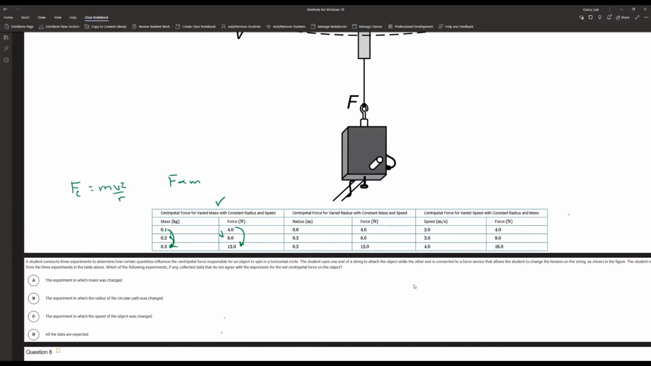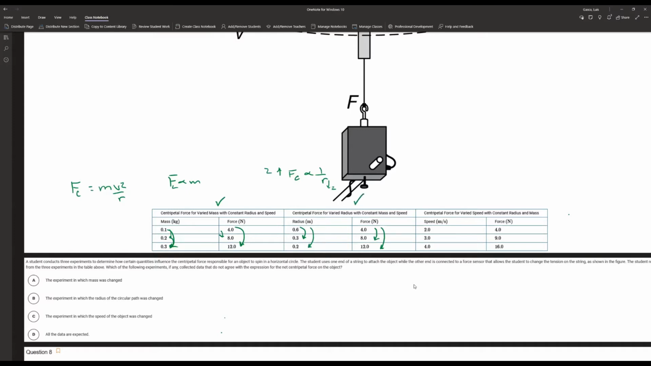At the same time, if we vary the radius while keeping the mass and speed constant, the centripetal force will be inversely proportional to r. So if I cut r in half, then the force is going to get cut by 1 over a half, which really means it's going to double. So if this one goes down by 2, this one's going to go up by 2 because they're inversely proportional. And if I cut it to a third of its original value, the force will be 3 times as much. And so this one also checks out.